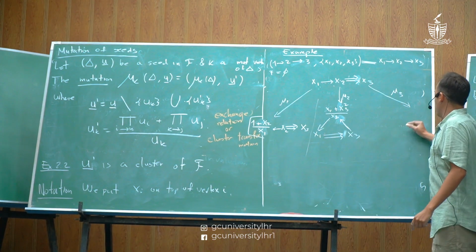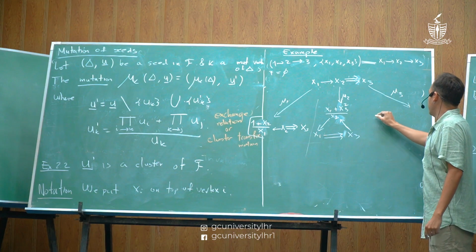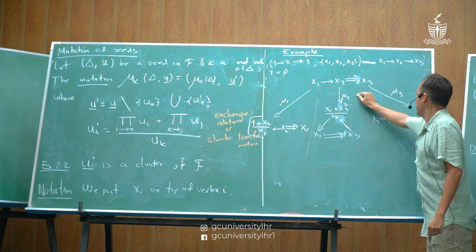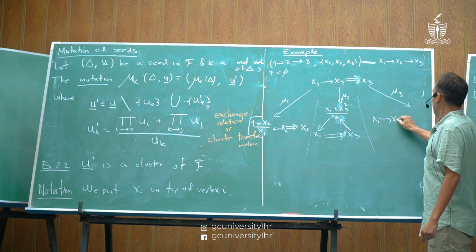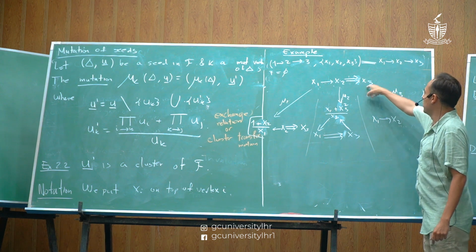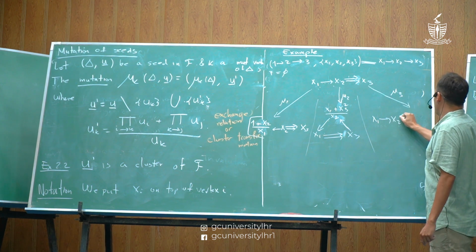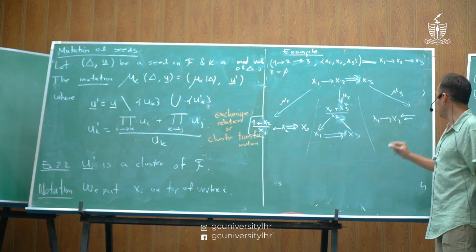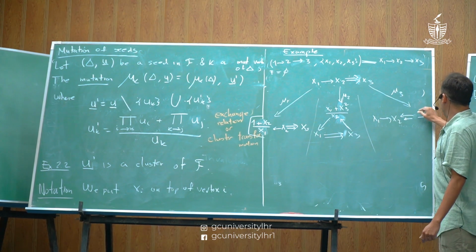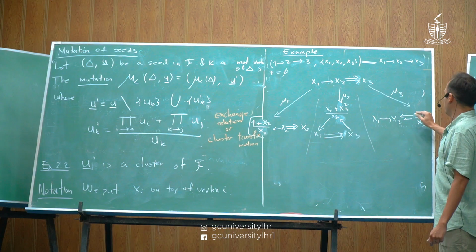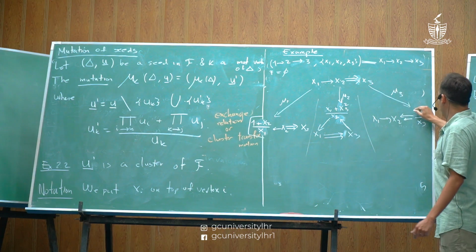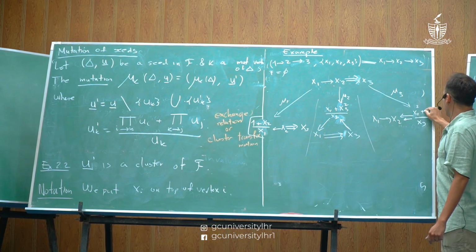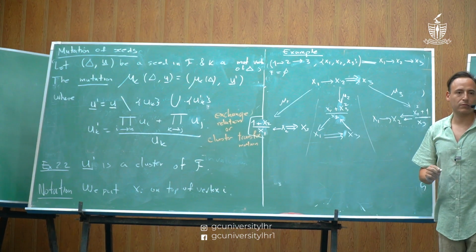So again, I will do it faster. I'm going to keep these two, and I'm going to mutate here. I just have to invert the arrows because there are no paths of length 2. I have to divide by x3, and the first term is x2 squared, and the second term is an empty product, which is 1.